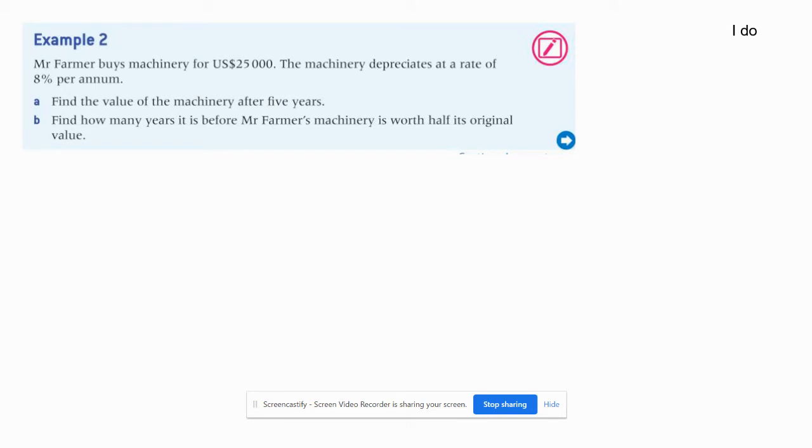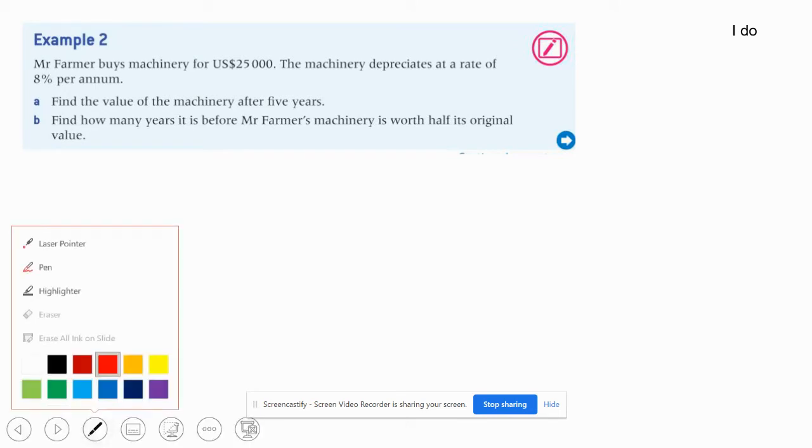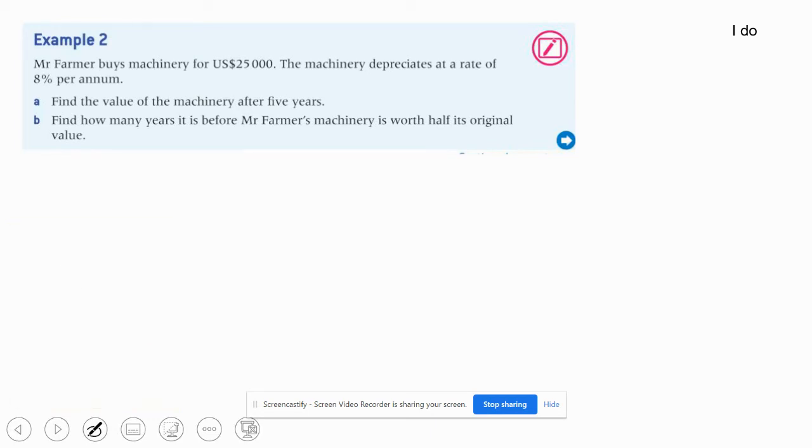A farmer buys machinery for $25,000. The machinery depreciates at a rate of 8% per annum, and per annum means per year. So in this case, we are going down in value. Depreciate means lose value. Most assets lose value.